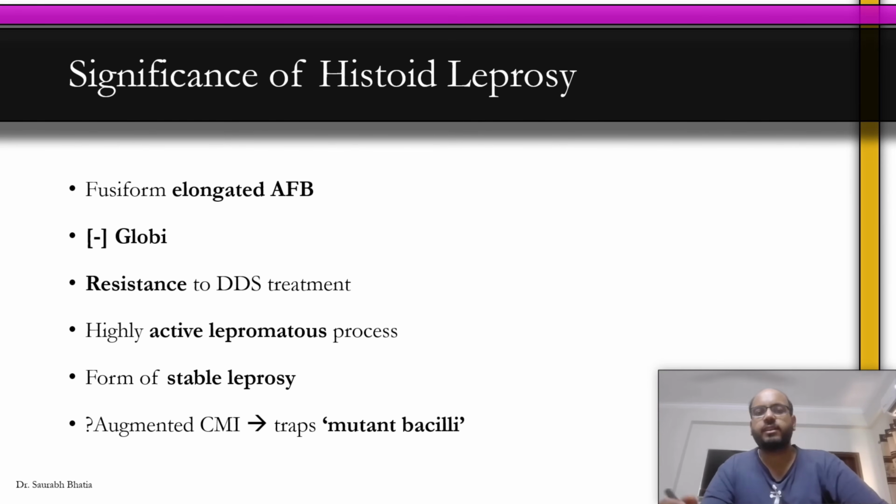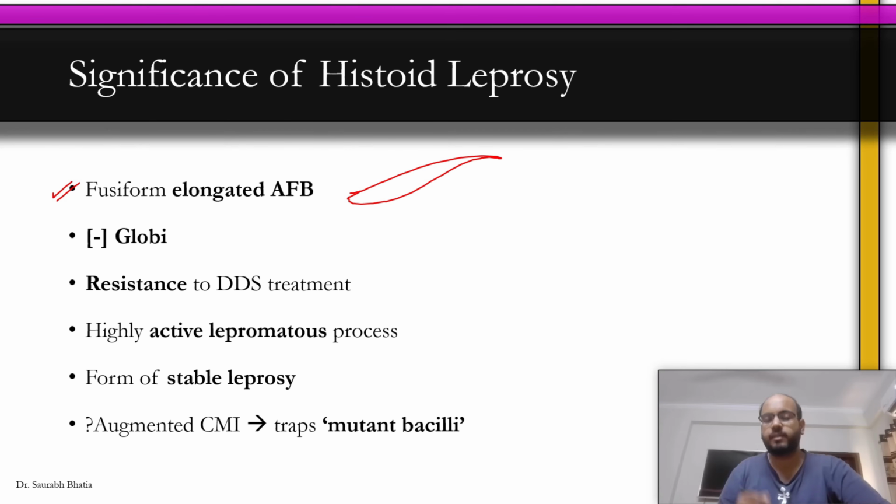Now, what is the significance of histoid leprosy, or how is histoid leprosy a bit different from other forms of leprosy that we usually study in the Ridley-Jopling classification? First of all, you have fusiform, elongated, uniformly staining bacilli. That makes it different. We have told you that the bacillus is thinner, longer than the normal M. leprae and has tapering ends, while normally we see bullet-shaped or rod-shaped M. leprae bacilli. Globule formation is decreased in histoid leprosy, while in lepromatous leprosy, you see a lot of globule formation. Resistance to dapsone therapy.